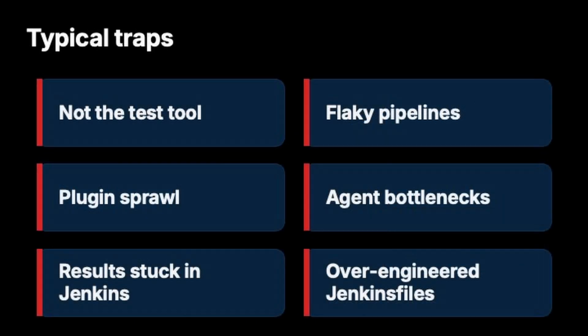There are some challenges to be aware of. The first is treating Jenkins as the test tool itself. That's not the case. A green pipeline with weak tests is still weak test coverage. The second is flaky pipelines. Intermittent failures that nobody investigates poison the trust in the whole system. So a flaky test must be fixed or archived.